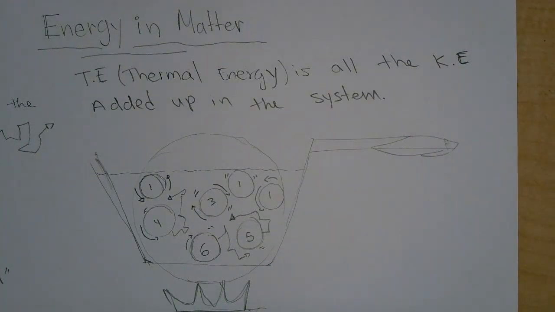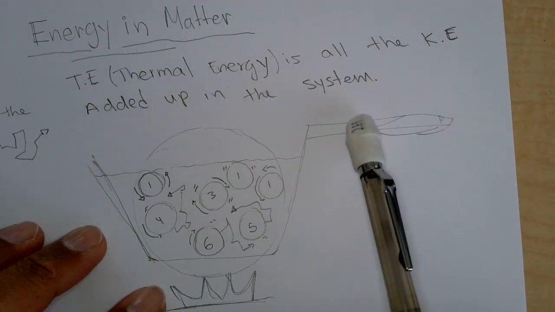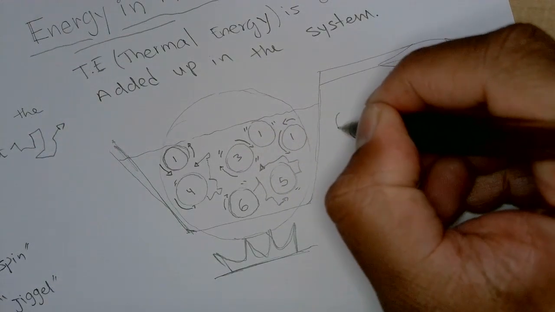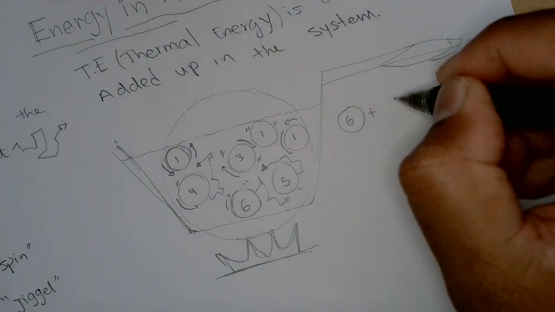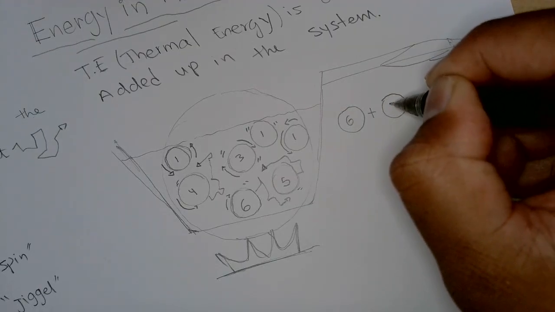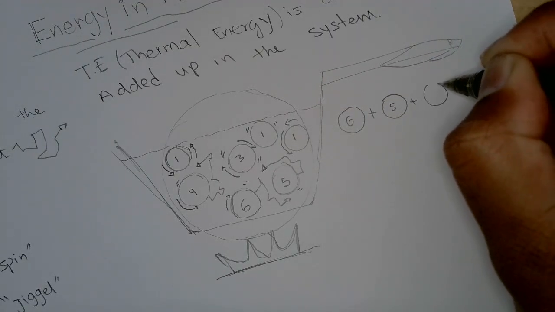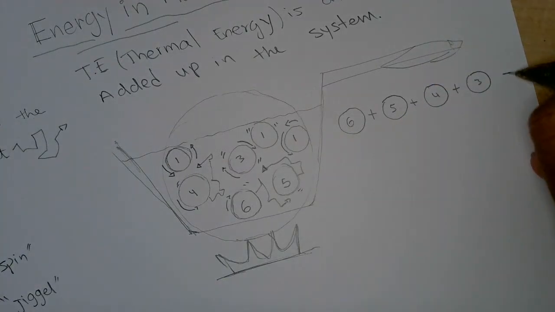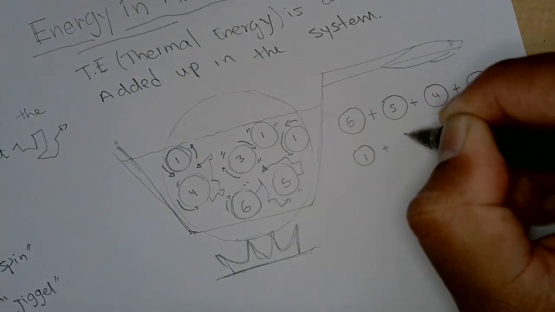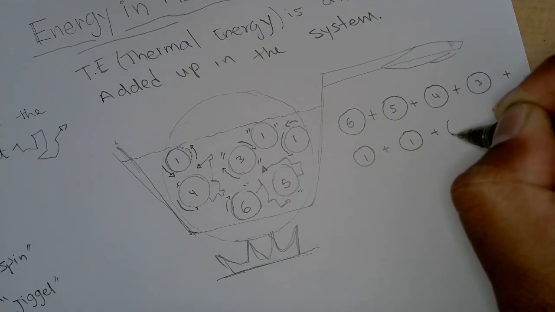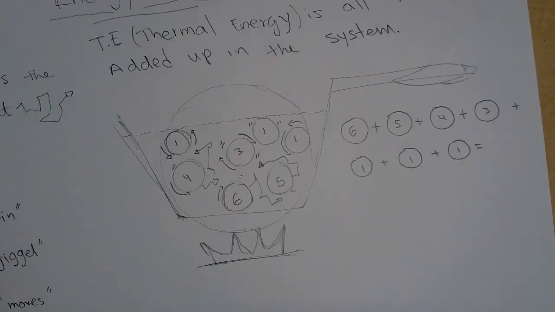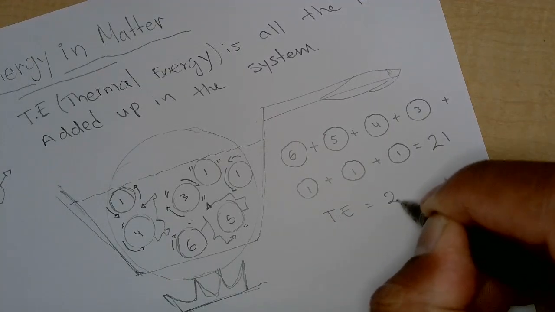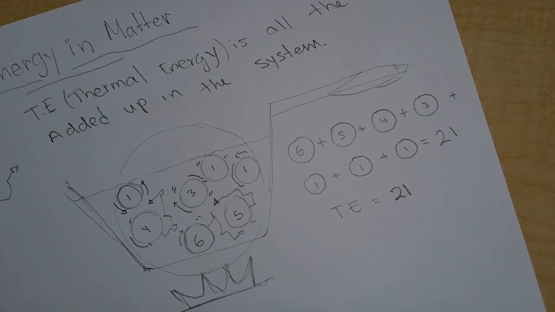All right, basically, all you have to do to find the thermal energy of this system is to add up all the kinetic energy of the system. So let's do it right now. So we have 6 plus 5 plus 4 plus 3 plus 1 plus 1 plus 1. What does that equal? 21. So the thermal energy of this system is 21.